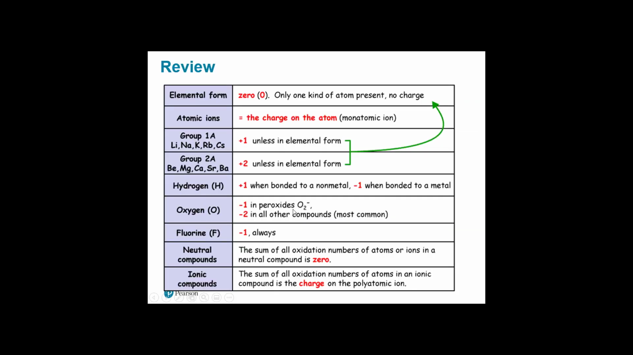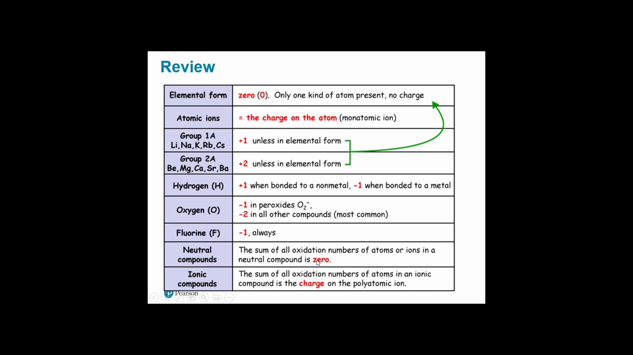Oxygen in peroxides, like hydrogen peroxide, would be a -1. This is a big thing. People make a lot of mistakes on this. This is common, so this is where I'm saying keep notes on this. In any other form, it's a -2. Fluorine is -1 always. The sum of oxidation numbers of atoms or ions in a neutral compound is 0.